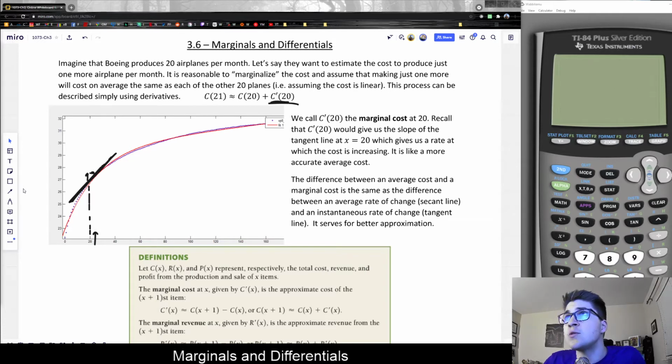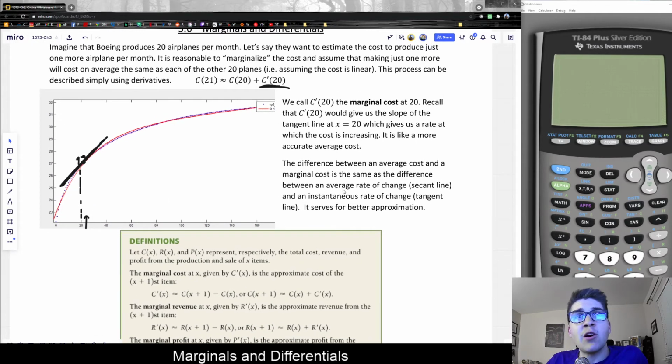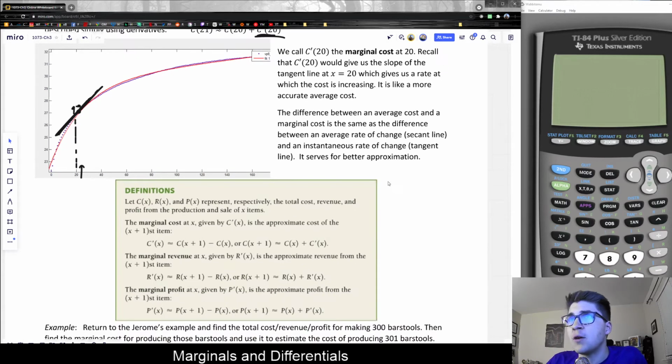So naturally, it makes sense to use a value for a slope to predict the next value. And essentially, it would give us a point on the curve right here, which, since the tangent line fits the curve perfectly at point 20, shouldn't be too far away from the curve at 21 and is a very good approximation. It wouldn't be the exact value of the cost of 21, but it would be a good approximation. And all of this we call marginalizing, kind of like using the margin, using that derivative to find the cost of increasing the value by 1.